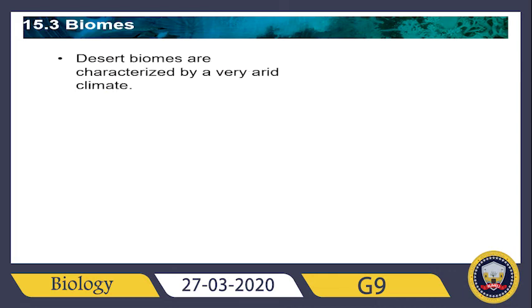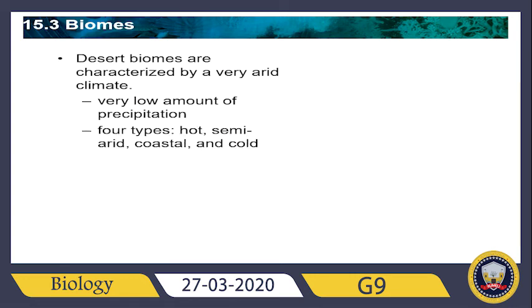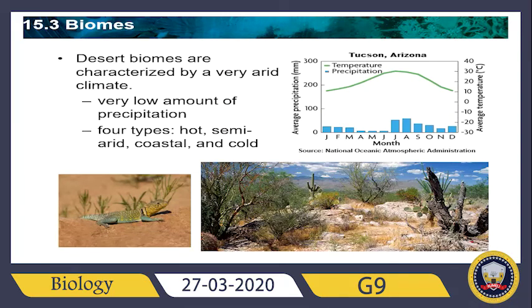Now, desert biomes are characterized by a very arid climate. Arid climate means very dry. It's a very low amount of precipitation. There are 4 types: hot, semi-arid, coastal, and cold. So deserts can be cold deserts, by the way. Most creatures you'll find are cold-blooded, like some species of crustaceans such as scorpions. You'll find cold-blooded reptiles like this cutie pie here, and very few plants, almost close to no plants at all.